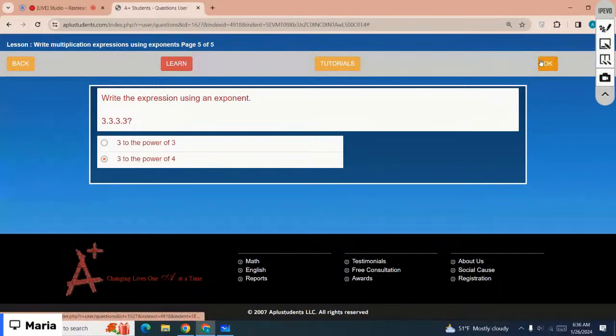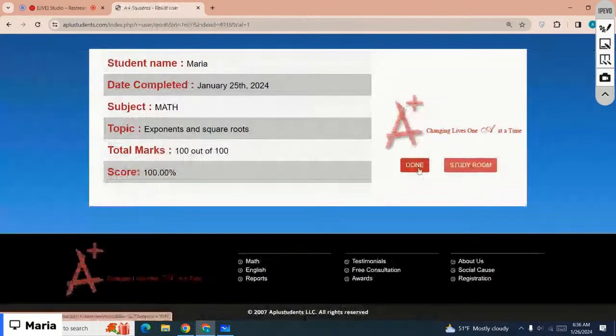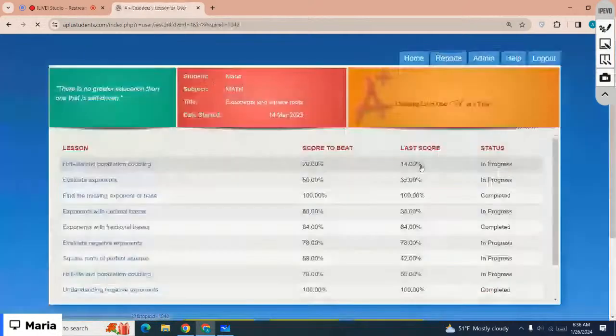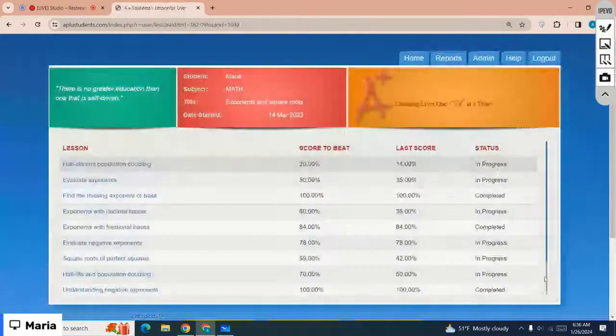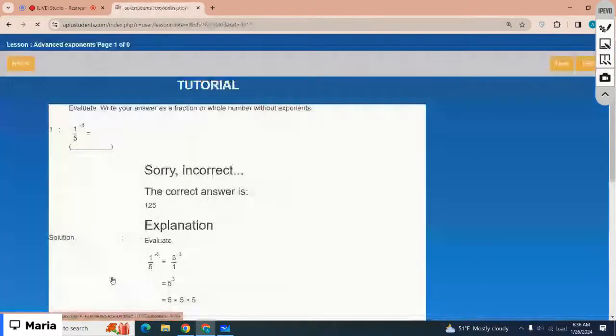Okay, we are done with the lesson. I think we have one more lesson in the chapter. Let me see which one it is. No, I'm just waiting for the answers from your side. Okay, that is advanced exponents. We still have 3, 4 minutes, so let's look at this lesson.